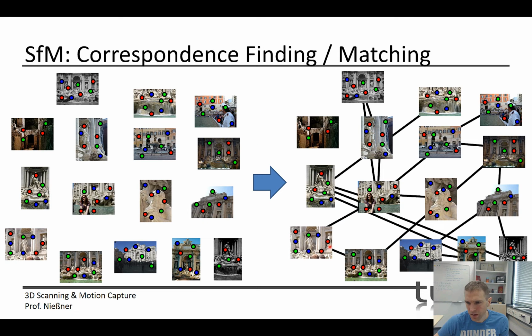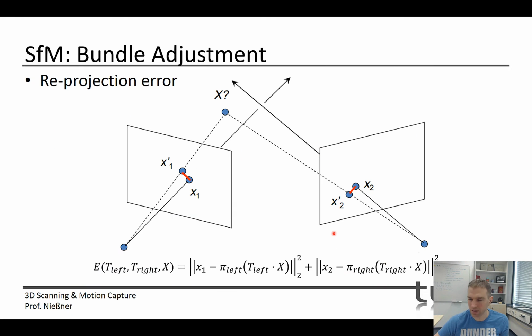And now we have matches established, and based on these matches we would like to compute our original SFM, right? We would like to figure out camera poses and camera parameters. And based on these feature matches, there's an optimization process called bundle adjustment. And bundle adjustment is based on the reprojection error.